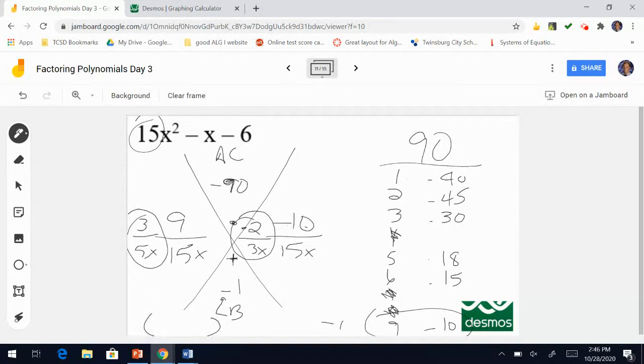Bottoms up, my trinomial is going to turn into two binomials. And I want to get bottoms up 5x plus 3. Bottoms up 3x minus 2.